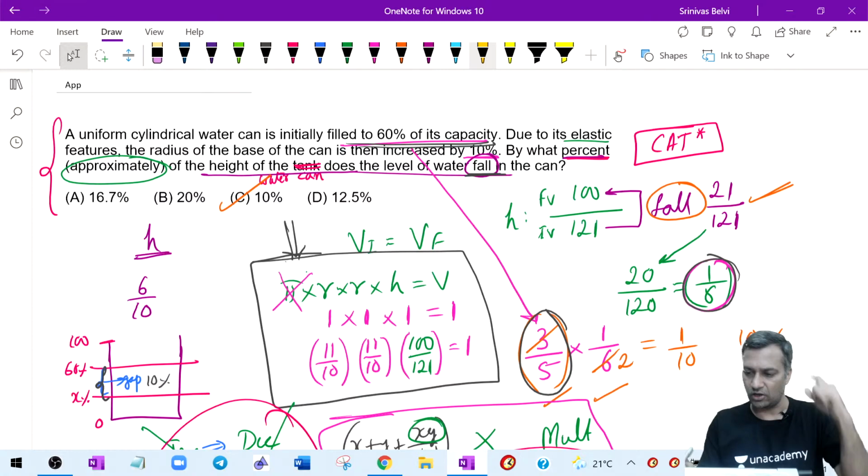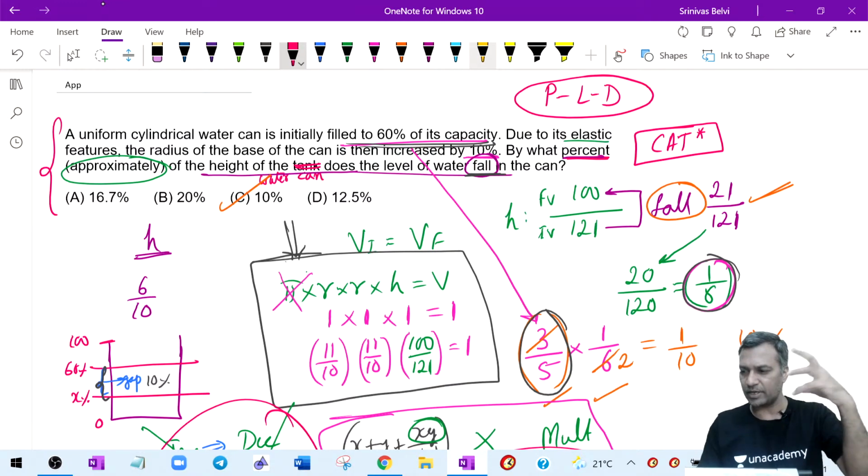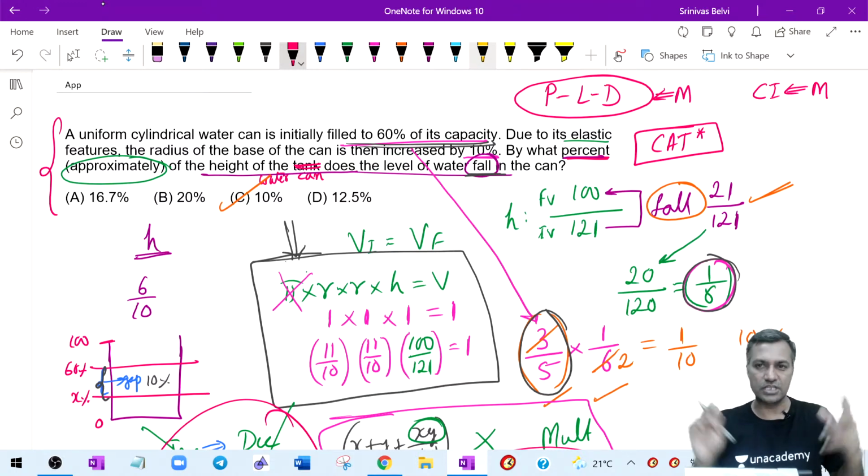Using that scale, tomorrow we will also see how profit, loss, and discount questions can be solved pretty fast, just because we understand the multiplier and how it helps here. Maybe the day after tomorrow we will also take a look at how CI questions, compound interest questions, can be solved very fast by using the concept of multipliers.